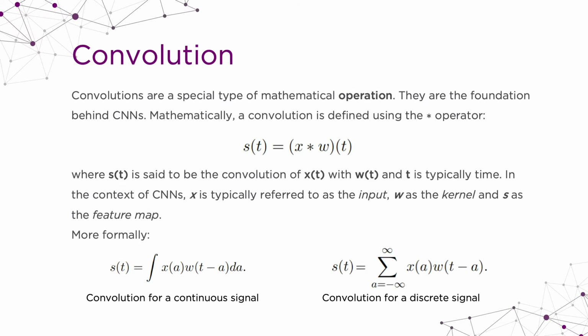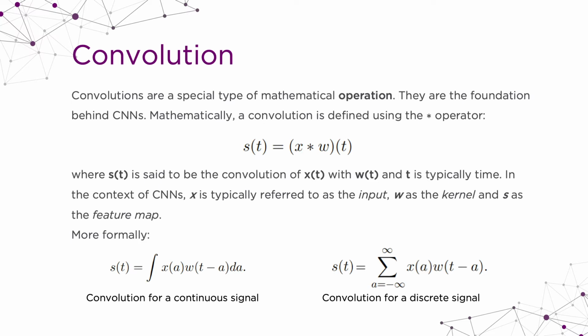So let's look at the mathematical formulation for convolutions. Again, it's an operation, typically denoted with this star operator. Here we say that s(t) is the convolution of x(t) with w(t). If we're talking about a 1D signal, we can think about t here being time. In the context of convolutional neural networks, we usually refer to x as the input, w as the kernel, and s as the output or the feature map. We're going to come back to this.